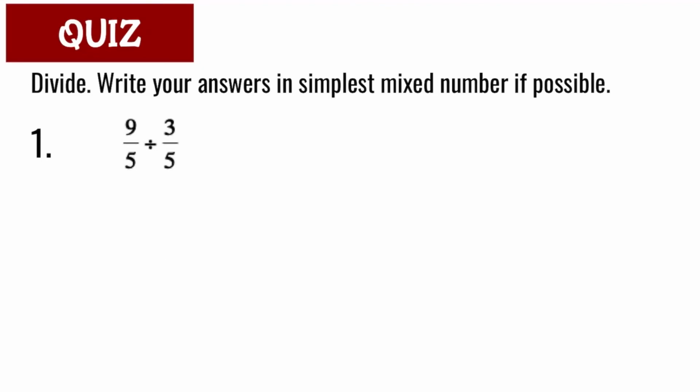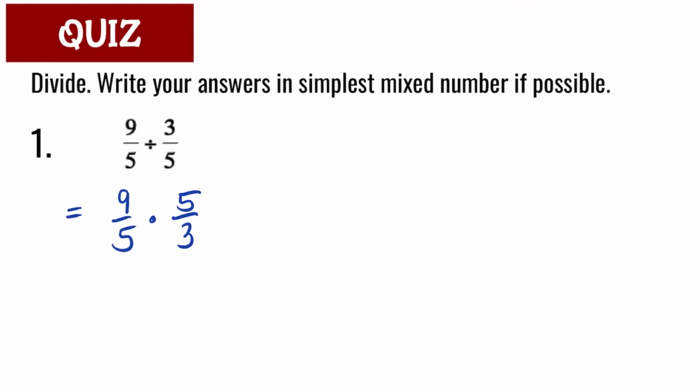Question number 1. 9 over 5 divided by 3/5. Step 1 is to change this into a multiplication problem using KCF. We keep the first fraction 9 over 5. We change division to times. And we flip the fraction as 5 over 3.